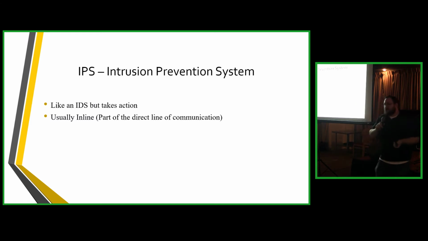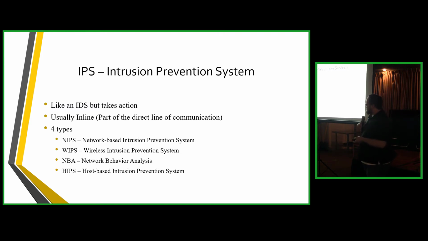Prevention systems are usually inline, so they're going to scan data as it's coming through your network. Some can have out-of-band or passive detectors, depending on your specific needs for your network, but most of them are going to be inline. So you have your 4 types: your NIPS, WIPS, your NBA, and your HIPS.